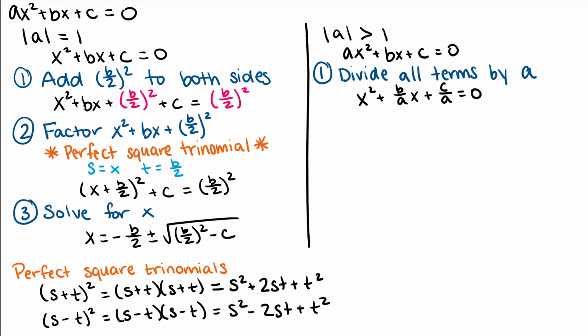Now we're going to do the same steps we did when our a was equal to 1. We'll add (b over a over 2) squared to both sides.